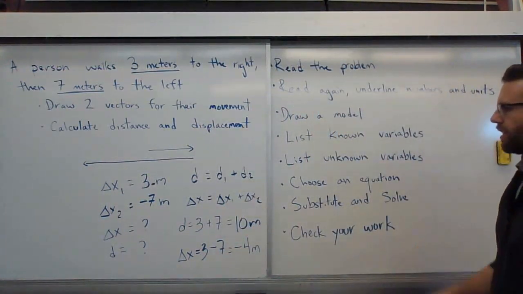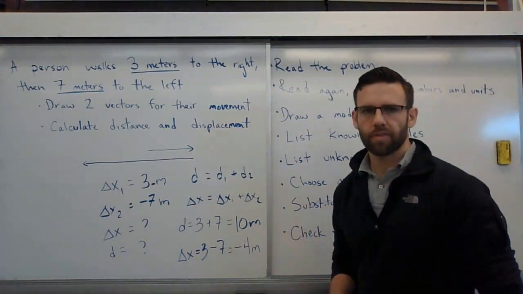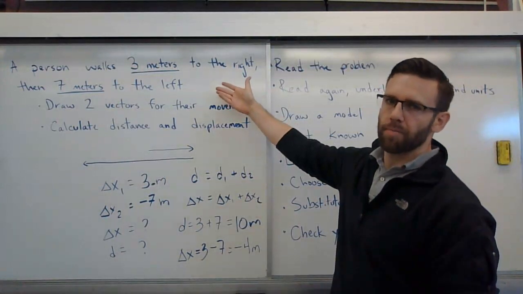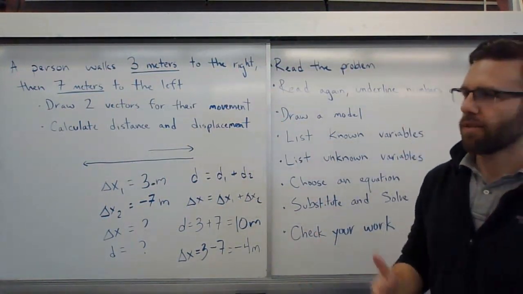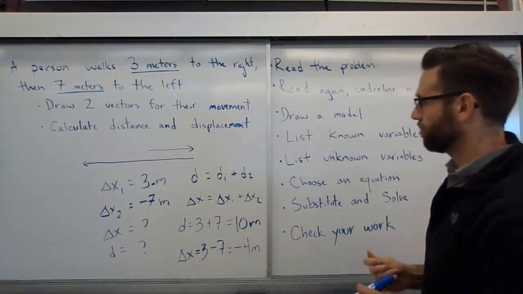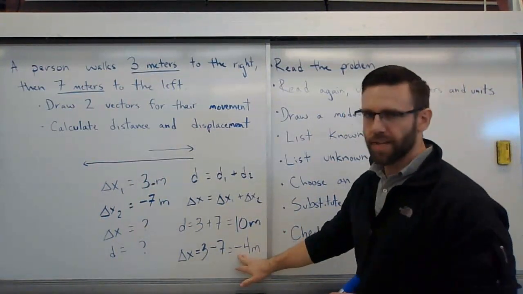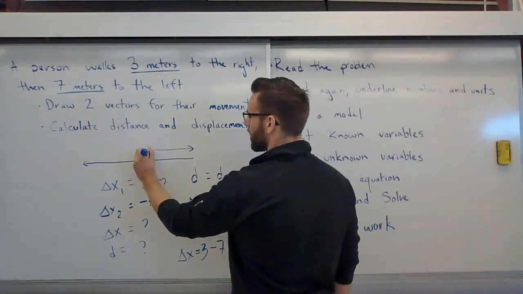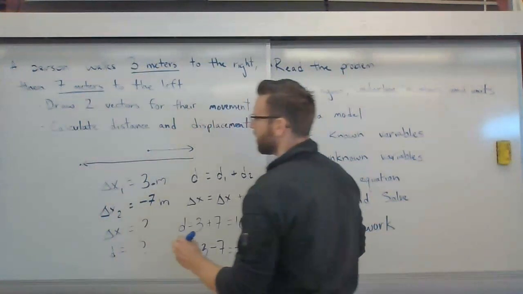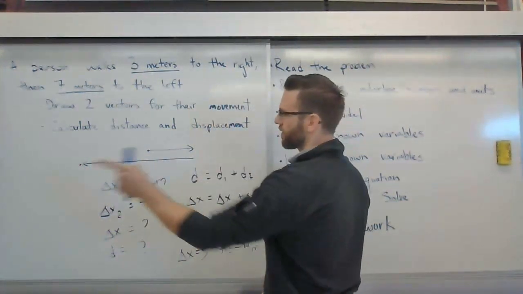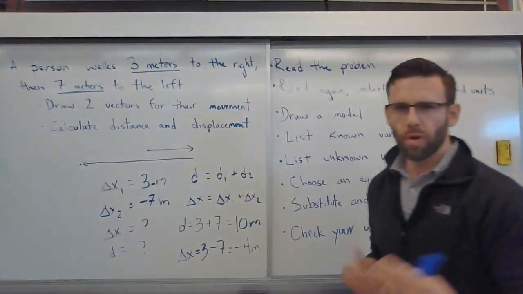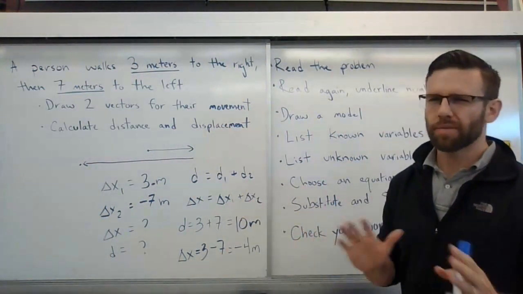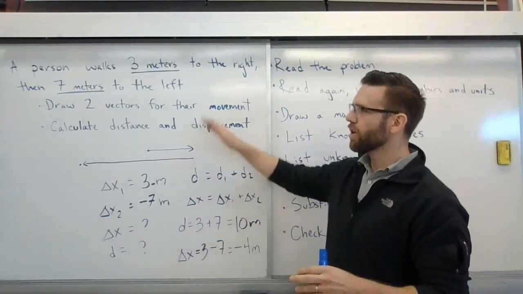And now I'm going to check my work. Now, does it make sense to have these numbers? Does it make sense for me to think that this person has gone 10 meters? Well, yeah, based on the problem, that makes sense. If you got an answer that was like 30 meters, you might want to check yourself. Also, my displacement of -4. Does that make sense? Yeah, because I started here and I ended here. My final position is to the left of my initial position. So it makes sense to have a negative number here. So that's what I mean by check your work. Make sure that the numbers make sense based on your model that you drew and based on the problem you were given.